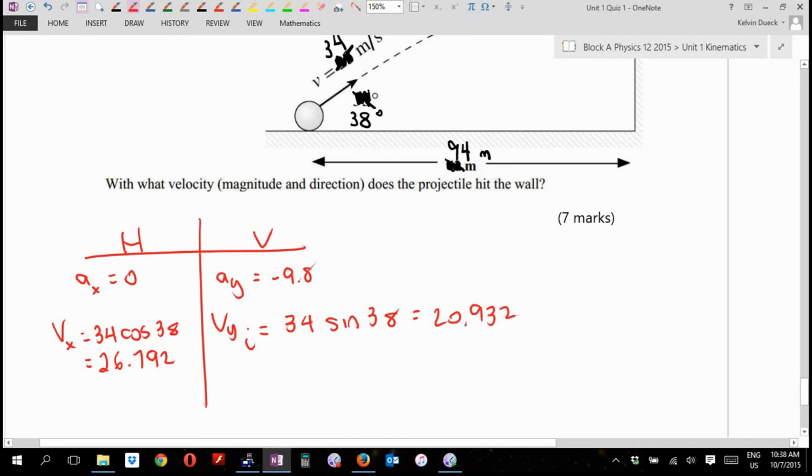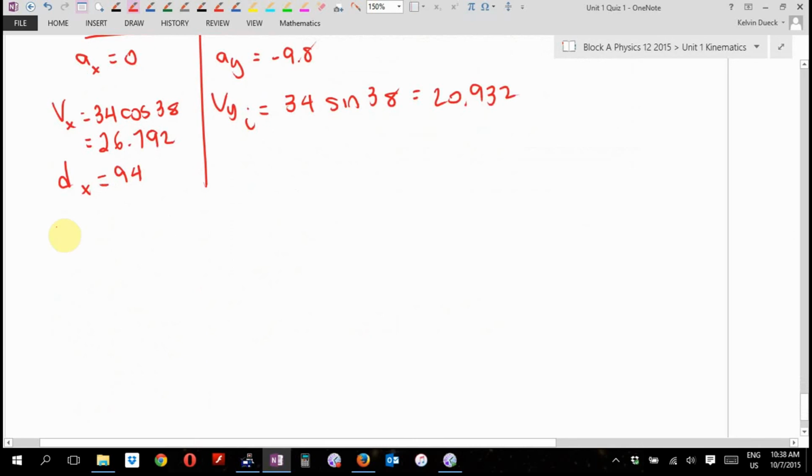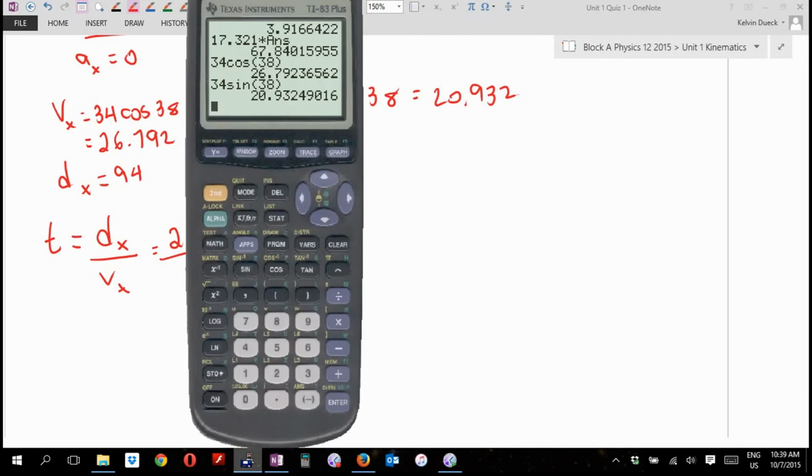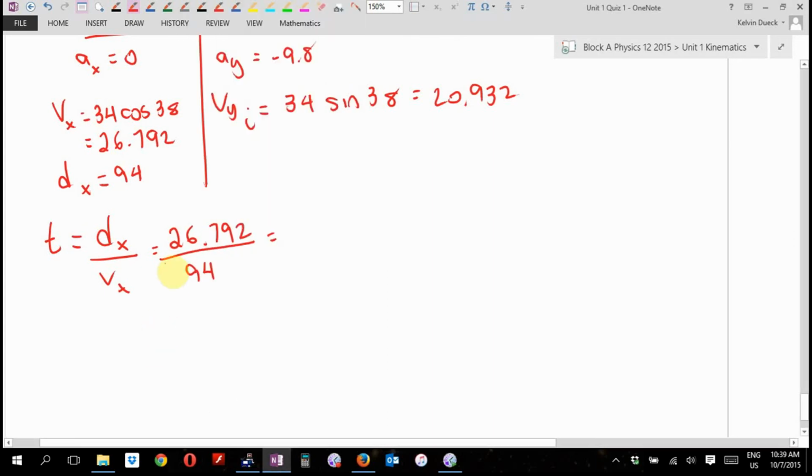I need something else. Oh, they gave me this, which is definitely horizontal. dx equals 94. Nice. I can find time. Time is going to be dx over vx, isn't it? No half at squared. It's going to be 26.792 divided by 94. The time of flight, other way around. That's what I meant to write.